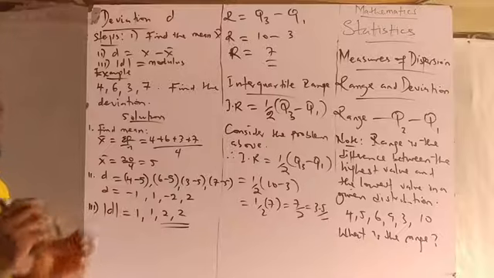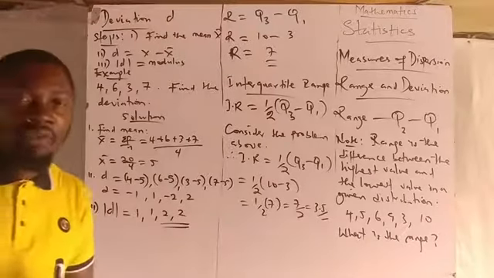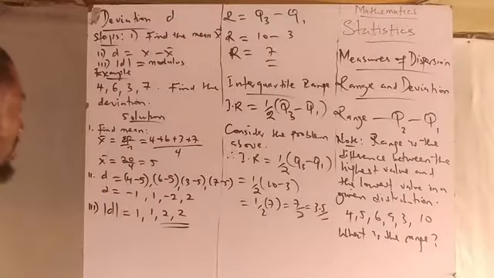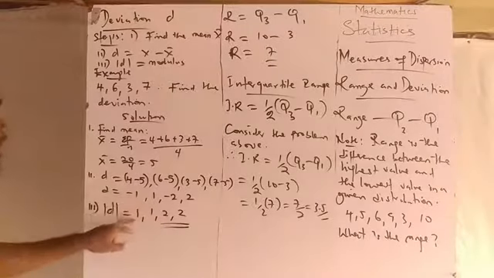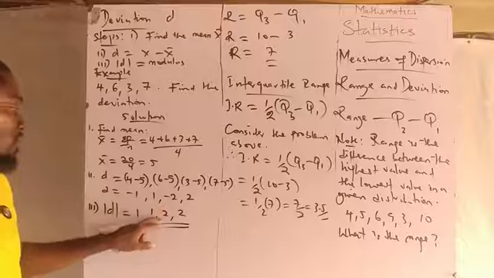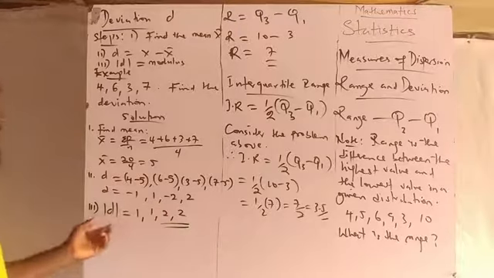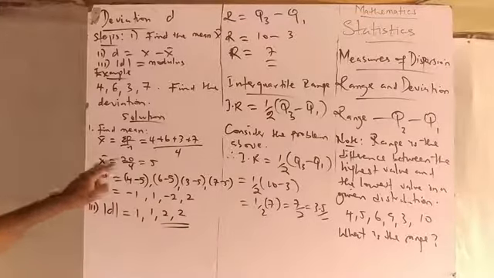I said modulus is simply the positivity of a particular value or number. So all the positivity of these numbers are 1, 1, 2, 2. Minus 1 becomes 1, 1 remains 1, minus 2 becomes 2, 2 remains 2. So here we have the modulus, here we have the deviation, and here we have the mean.